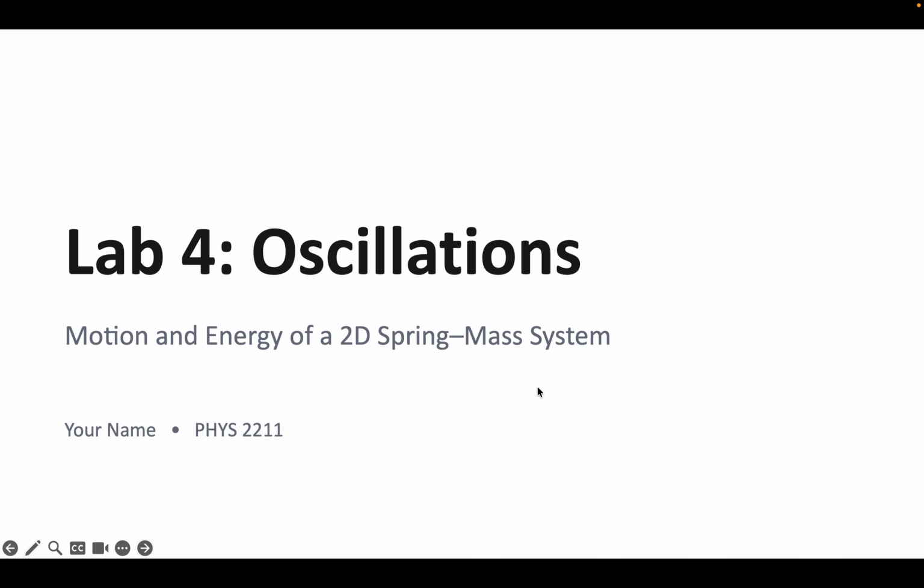Hello, my name is John Cerebes, and this is my Lab 4 report on oscillations. In this lab, I analyzed a mass oscillating on a spring in 2 dimensions, swinging side to side while also bouncing vertically. I tracked the real motion using video analysis, built a computational model to predict that same motion from fundamental principles, and then used the model to test whether the energy principle is satisfied.